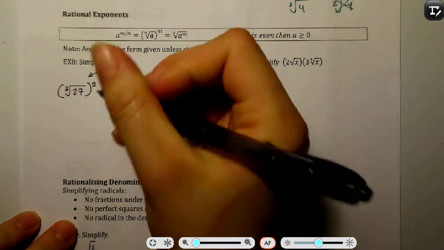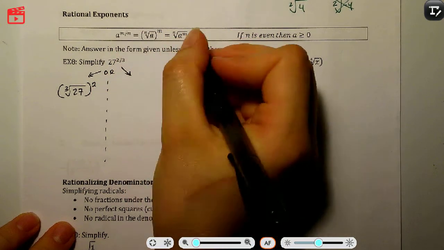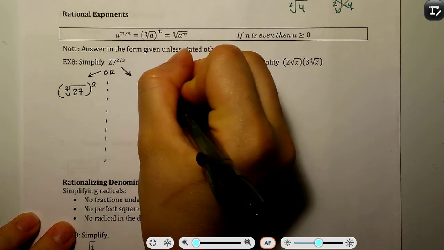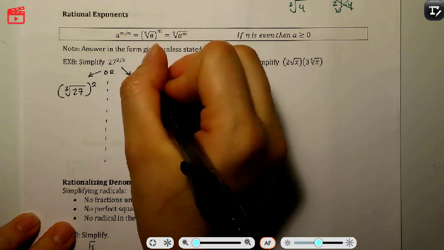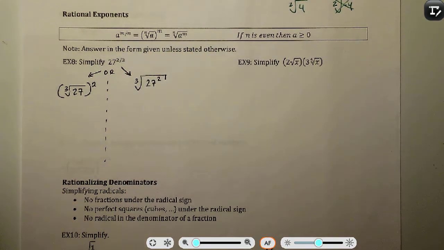The other option we could do is, first you raise it to the power, so the 2, and then you take the square root of it, or the cube root in this case. Okay, so there are 2 ways we could do this problem. And I'm going to do both of the ways, and then you can decide which one you think is simpler.